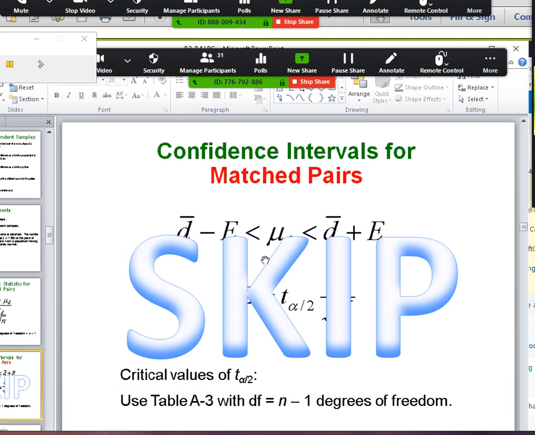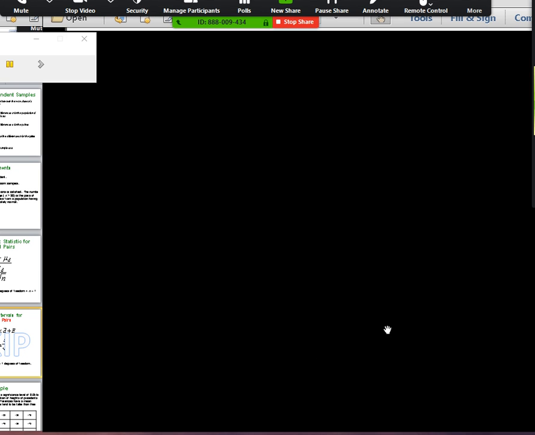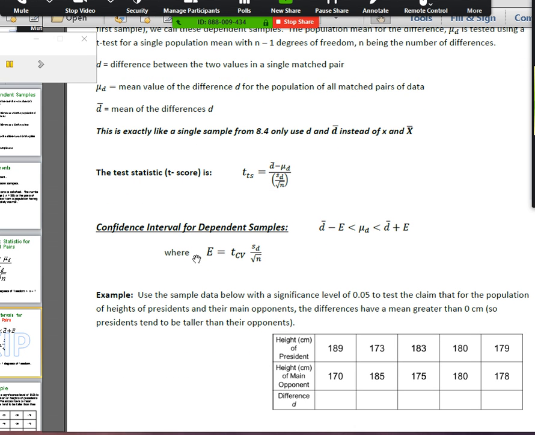The next part here, you're going to skip this little tiny bit right here in the middle of the page where it says confidence interval for dependent samples. We are not going to cover that this semester. That's part of the stuff we're cutting out. So you can either cross that out or just put skip or whatever. Just realize you don't need to know that for the exam.